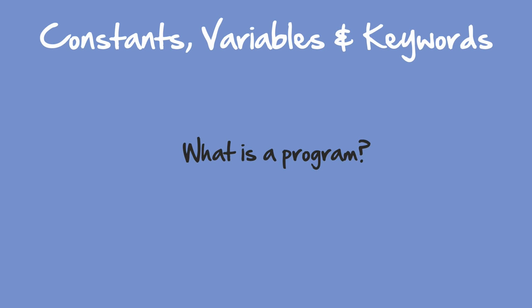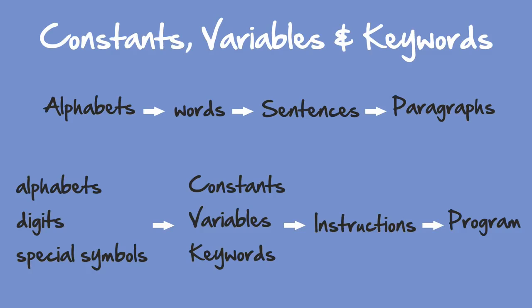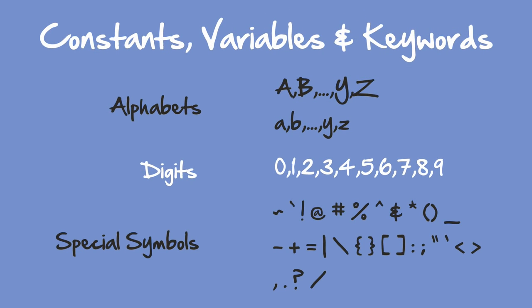C language is not like the English language, but it consists of constants, variables and some keywords. But there is a very close analogy between English and C. English consists of alphabets, alphabets make words, words make sentences and sentences make paragraphs. In C language, there are alphabets, digits and special symbols. These together make constants, variables and keywords. These constants, variables and keywords make instructions, and all such instructions together make a program.